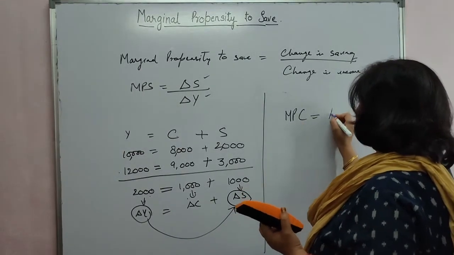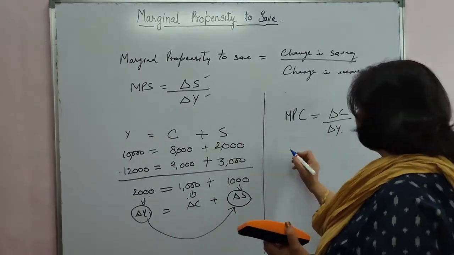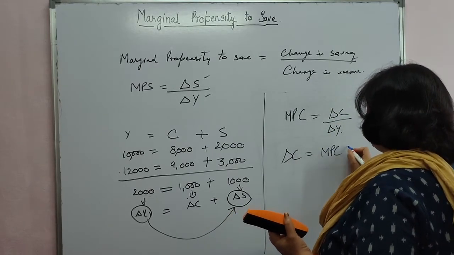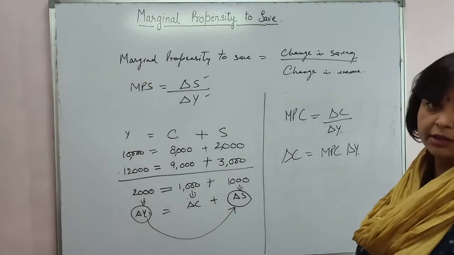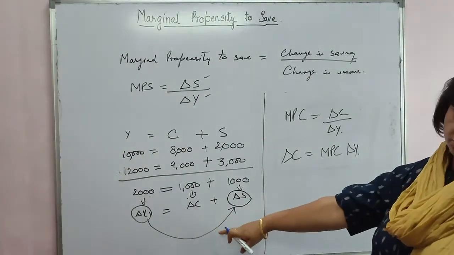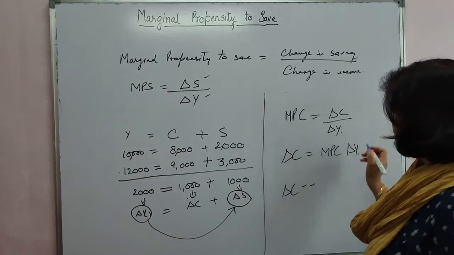So the formula is delta C upon delta Y. If we have to calculate the value of delta C, the formula will be MPC into delta Y. Now we will try to find out the value of delta C using the same formula. So delta C will be MPC.